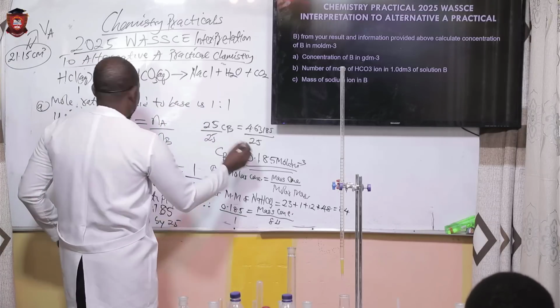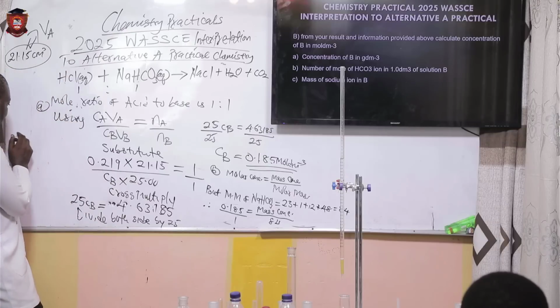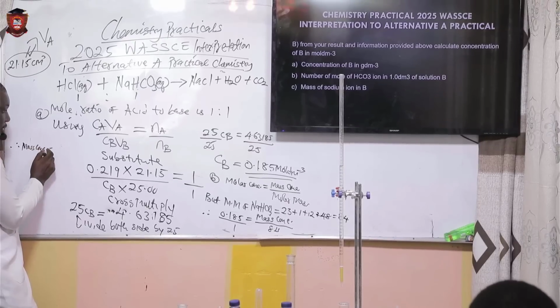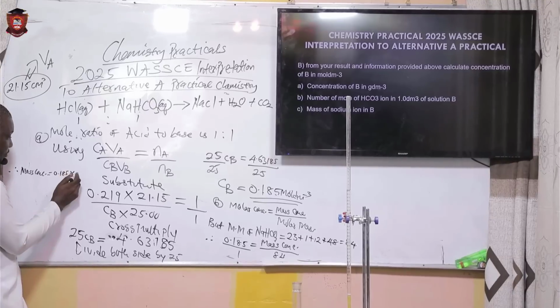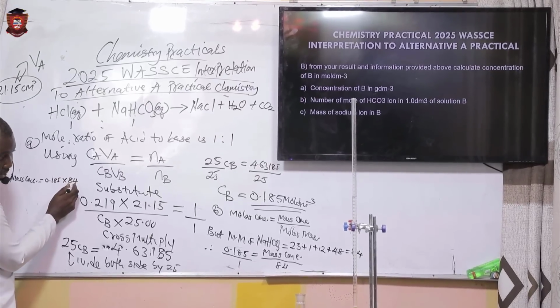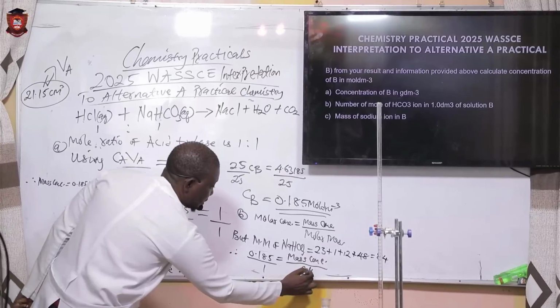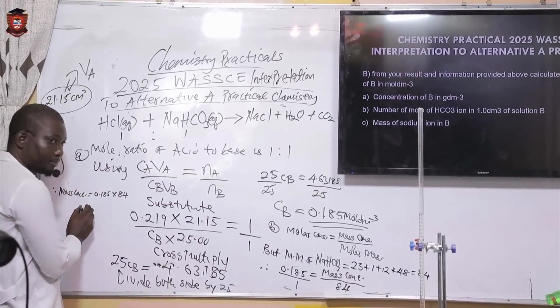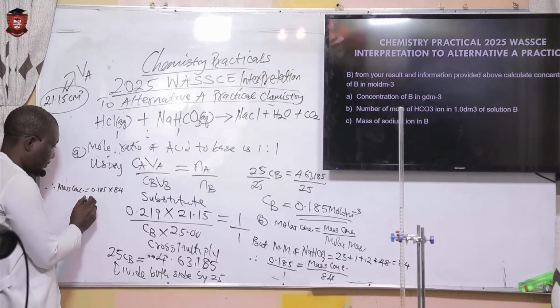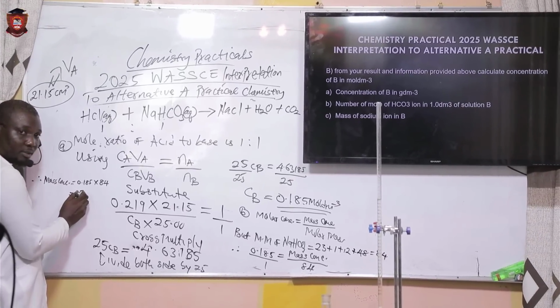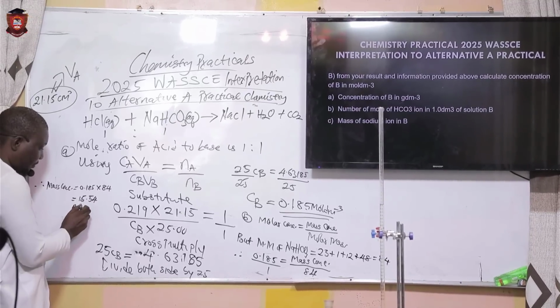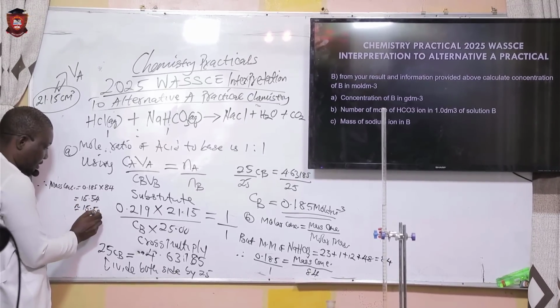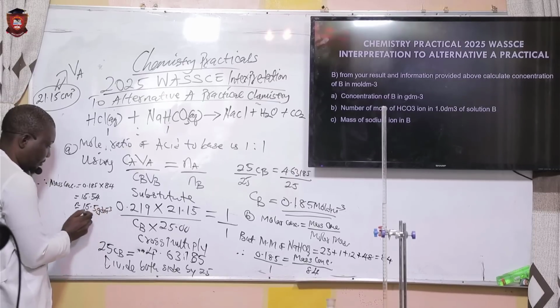If we cross multiply now, you're going to have, now let me finish it here. I'm going to say therefore mass conc is equals to 0.185 times what? 84. Is that what I have here? 84, 82? 84. So what is my answer here? 15 point what? 5 what? 4. You can keep it as 15.5 gram per dm³.